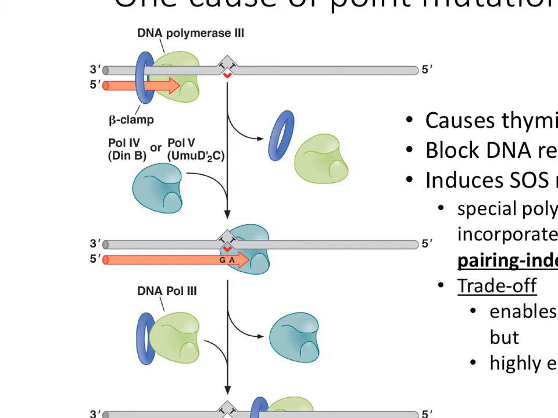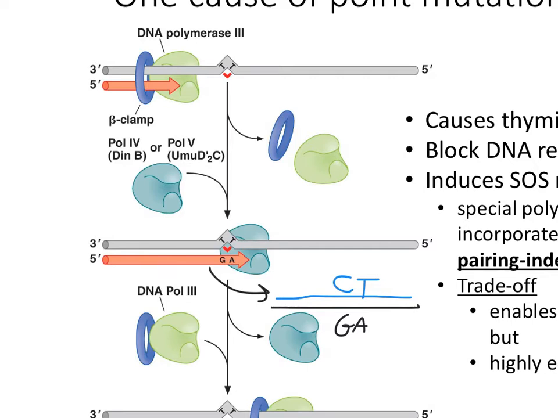The problem is that now we've got a template that has G and A in it, which means the next time DNA replication occurs, when this strand is used as the template, you've got a G and an A there, what's the new strand sequence going to be? There's going to be a C there and there's going to be a T there. That's where the mutation happened.